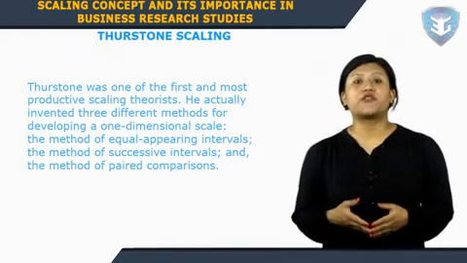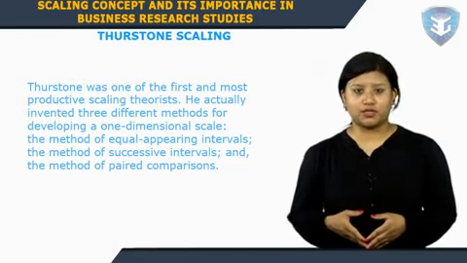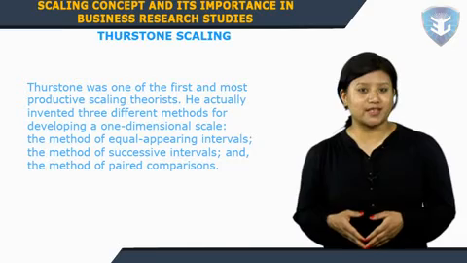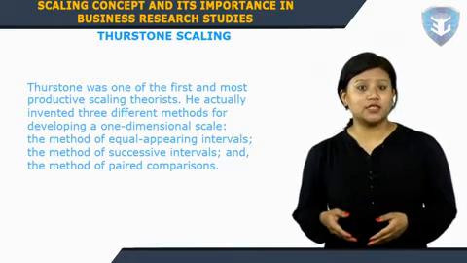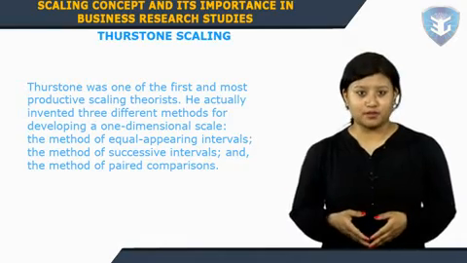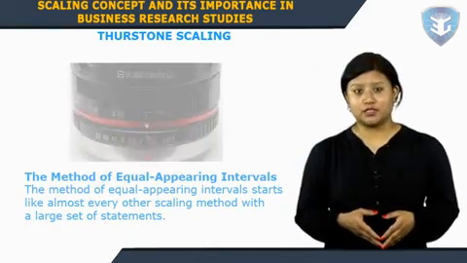Thurstone was one of the first and most productive scaling theorists. He actually invented 3 different methods for developing a one-dimensional scale: the method of equal appearing intervals, the method of successive intervals, and the method of paired comparisons. The method of equal appearing intervals.